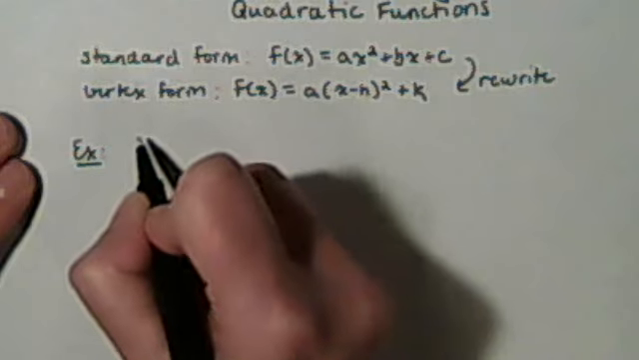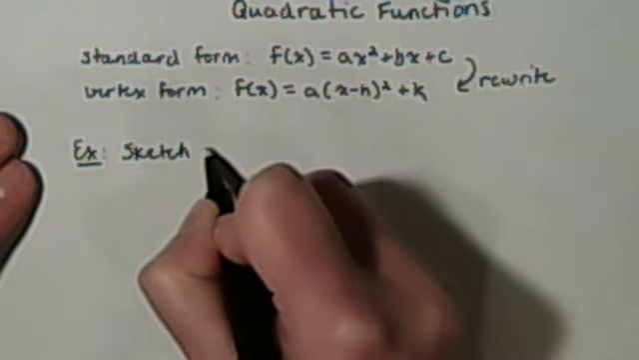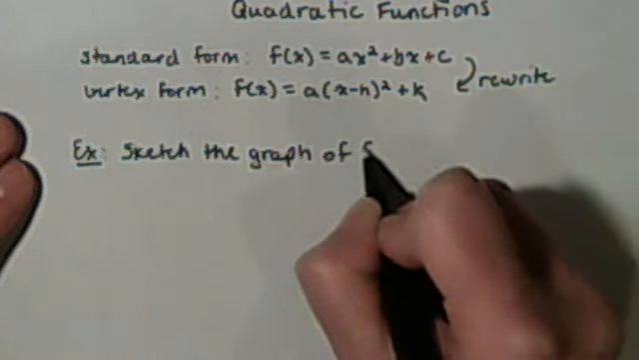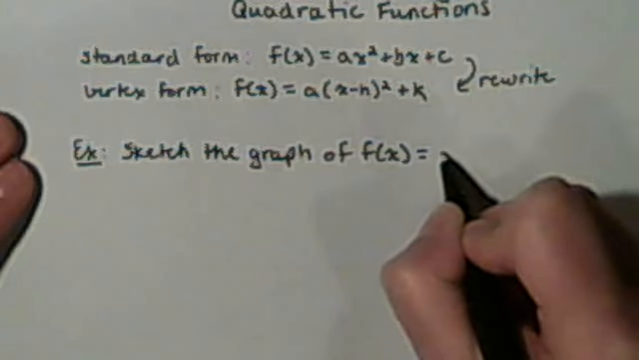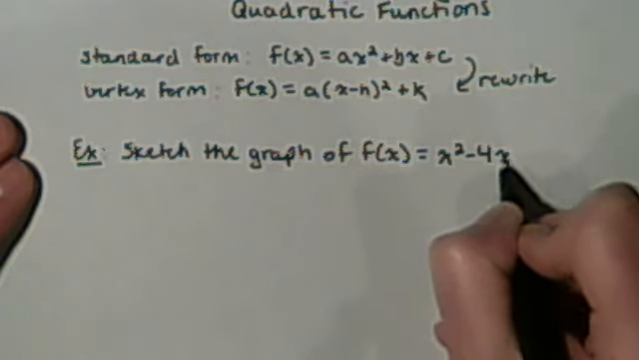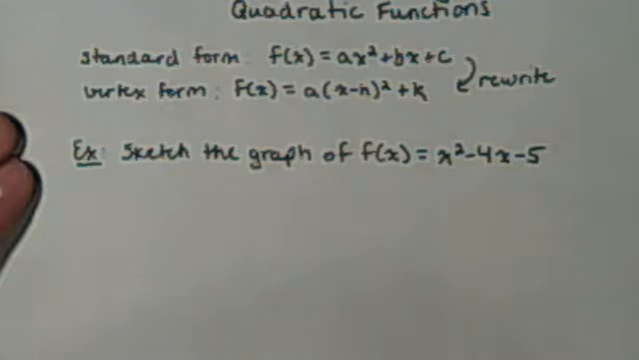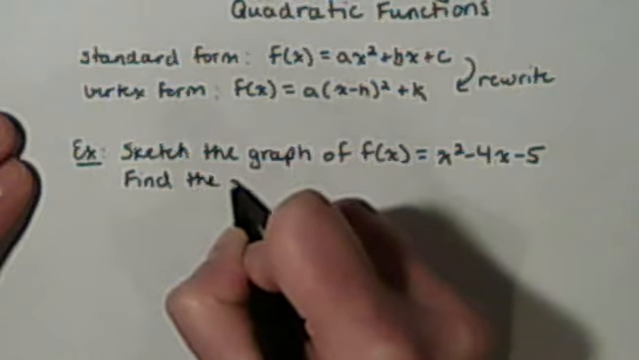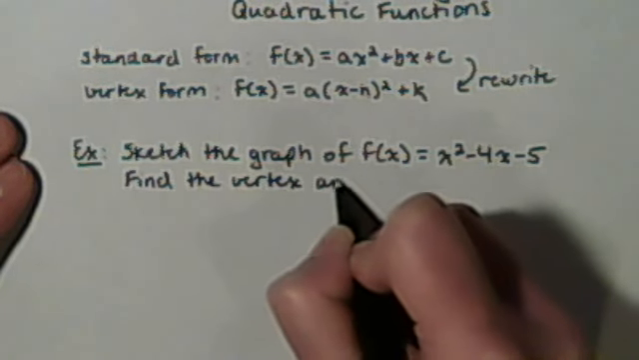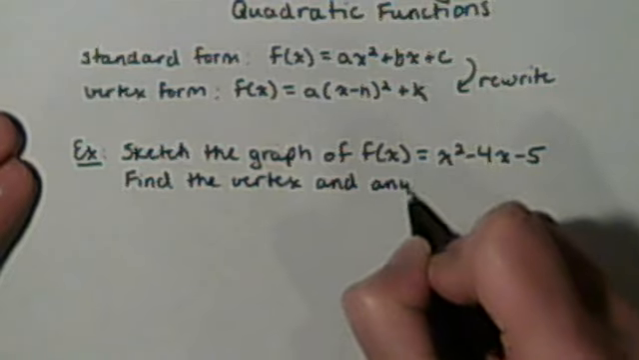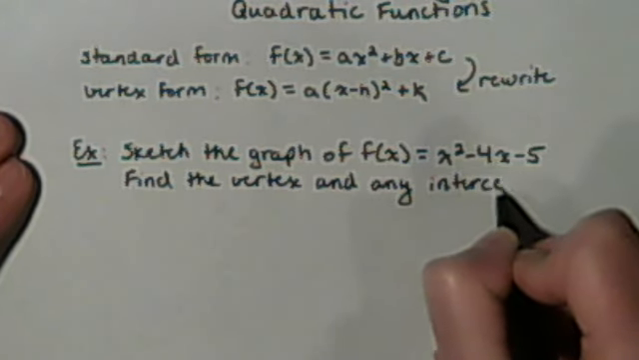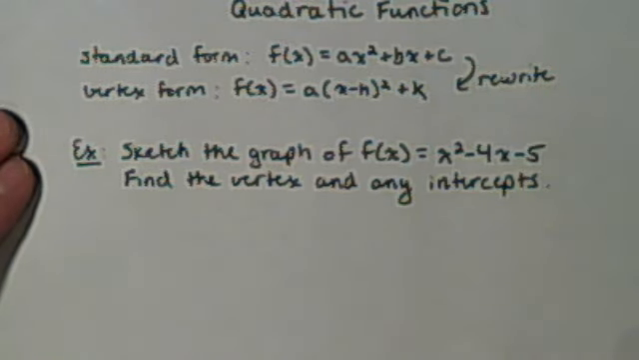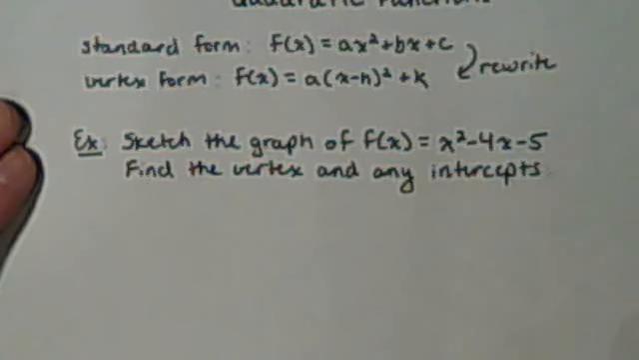Let's say that we want to sketch the graph of f of x is equal to x squared minus 4x minus 5. We want to be able to find the vertex and any intercepts. Okay, so this is what we're going to start with. We're going to start with the standard form.